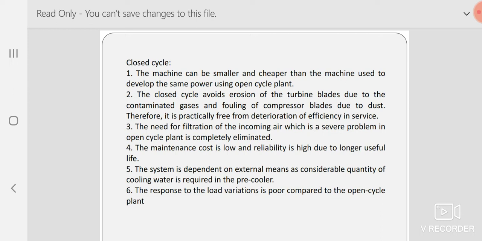All these things add to the cost. Number three, the need for filtration of the incoming air, which is a severe problem in open cycle plant, is completely eliminated. I was just talking about the filtration. Filtration of the incoming air is a big problem.